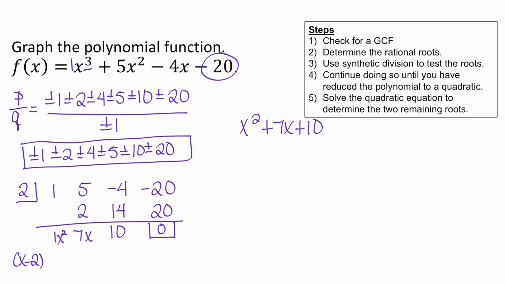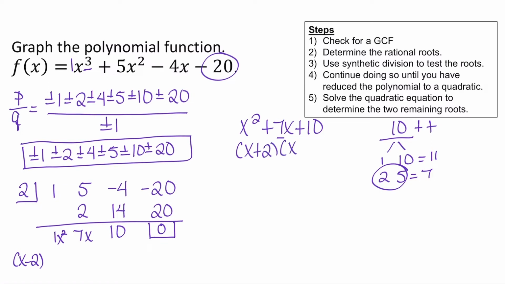Now I need to factor this. Well, it's a quadratic, so I know how to factor quadratics. I just need to figure out the factors of 10 that will add up to 7. When I list out the factors of 10, I need either 2 positive or 2 negative. Since 7 is positive, I'm going to need 2 positive factors. The factors of 10 are 1 and 10, and then 2 and 5. When I add up these factors, I get 11, and then here I get 7, so 2 and 5 is the correct combination. That means this will factor to x plus 2 times x plus 5.